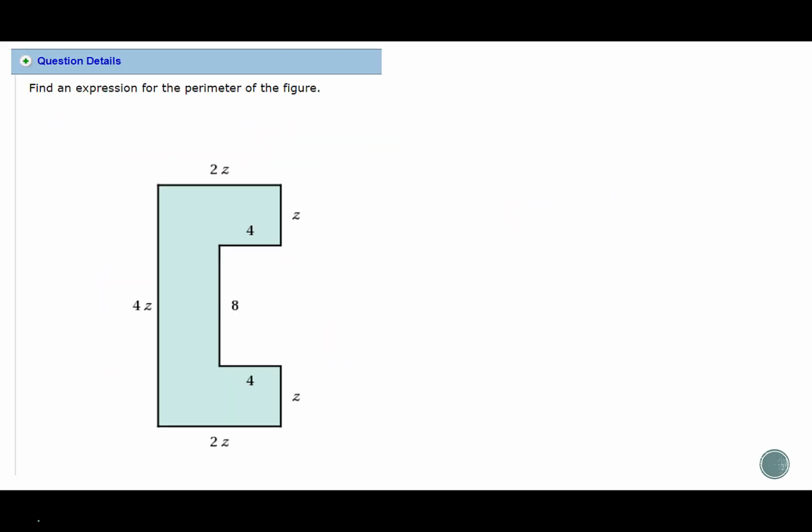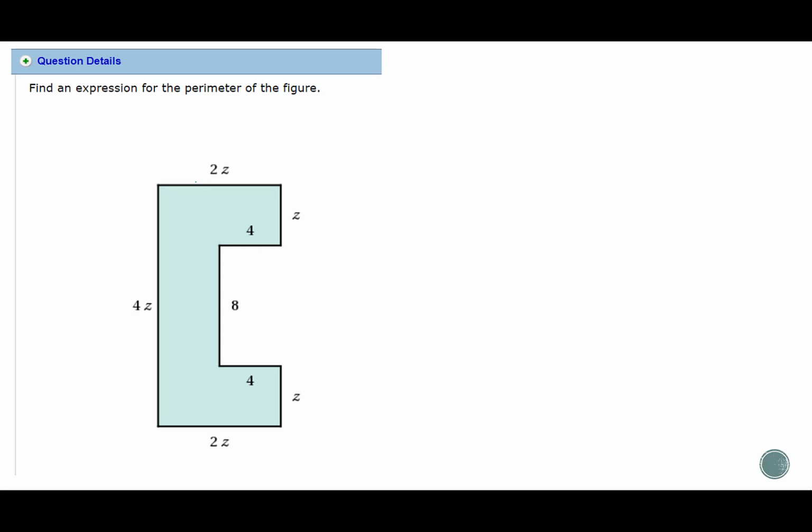Okay, next question says find an expression for the perimeter of the figure. So remember back from your geometry days, perimeter is adding the distances of each side of the shape. The first thing I want you to do when you approach a problem like this is to count how many sides this shape has.